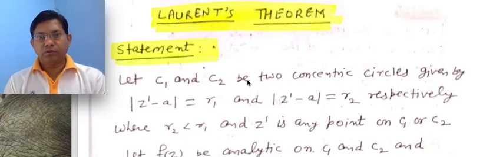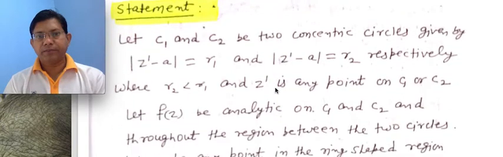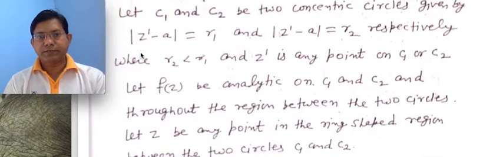आज हम लॉरेंट्स थ्योरम का प्रूफ पढ़ेंगे। लॉरेंट्स थ्योरम क्या होती है? तो सबसे पहले हम लॉरेंट्स थ्योरम का स्टेटमेंट देखते हैं। Let C1 and C2 be two concentric circles given by |z' - a| = R1 and |z' - a| = R2 respectively, where R2 < R1 and z' is any point on C1 or C2.